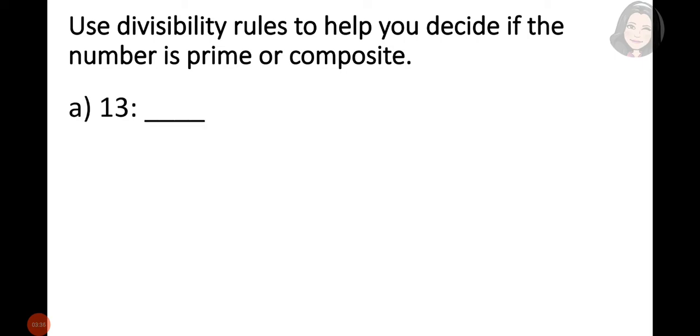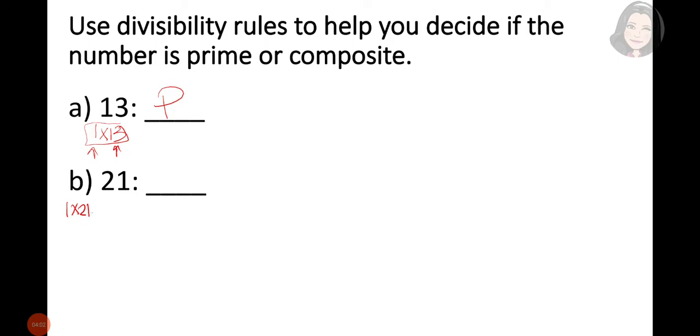Number 13. What are the factors of the number 13? What numbers can you multiply together? First, I start with 1 times 13. This is not found in the 2 times table or in the 3 or 4 or 5 or 6 or 9 or 10. So the number 13 has only two factors, 1 and the number itself, then it's definitely a prime number.